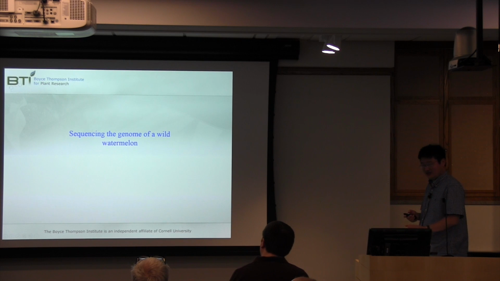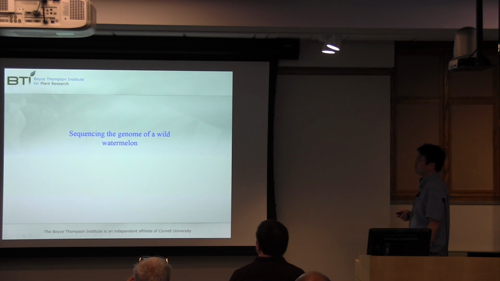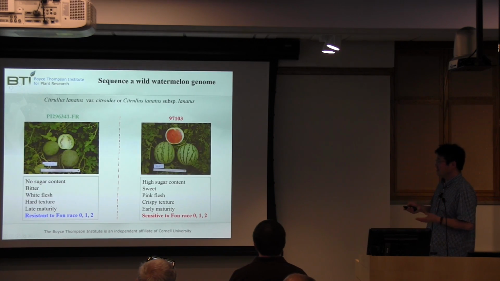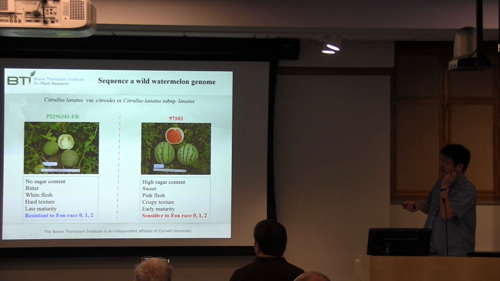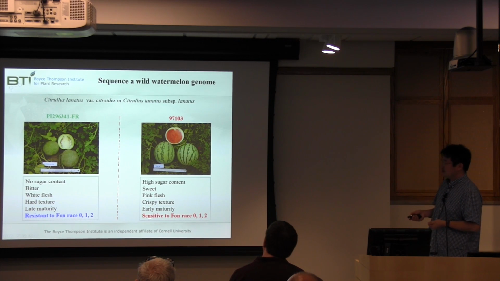Okay, next I will talk about the wild watermelon reference genome. This is more interesting than the American ecotype, and we initiated this wild watermelon before the Charleston Gray American ecotype. You can see the high phenotypic difference of these two accessions. The wild species has no sugar content. You don't want to eat it because it's also bitter. It has white flesh, a very hard texture, and late maturity. But the good thing about this one is the resistance to Fusarium wilt, Fusarium race 1, 2. And 97103 is sensitive to this one.